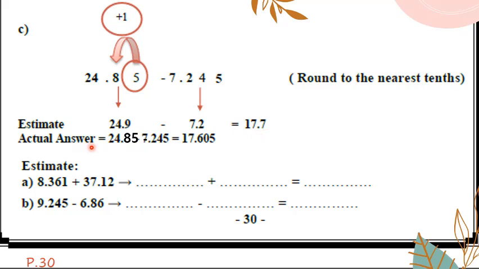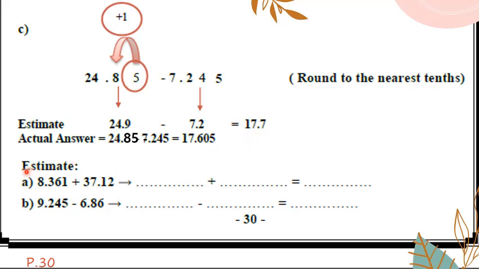Then I'm going to write the actual answer. The actual answer is the exact answer. 24.85 minus 7.245. I will make it in a draft. Don't forget to make a balance before subtracting. So the answer will be 17.605. What do you notice here? That the estimation 17.7 is closer to the actual answer.